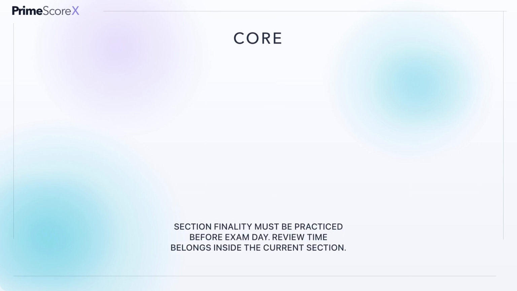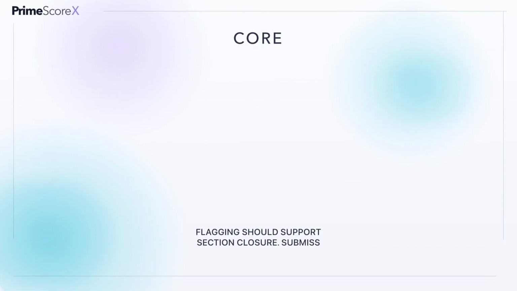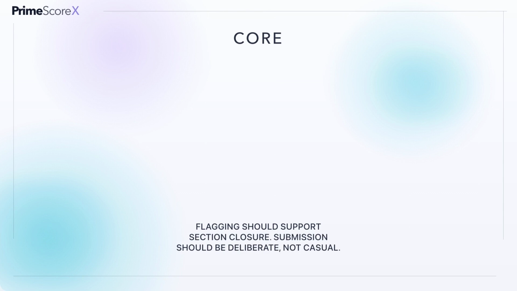A strong approach begins with two core ideas. First, section finality must be practiced before exam day. Second, review time belongs inside the current section. These ideas keep you from treating the TEAS like a random collection of questions. Instead, you start to see a system: what the test is asking, how the clock changes behavior, and where students usually lose easy points.